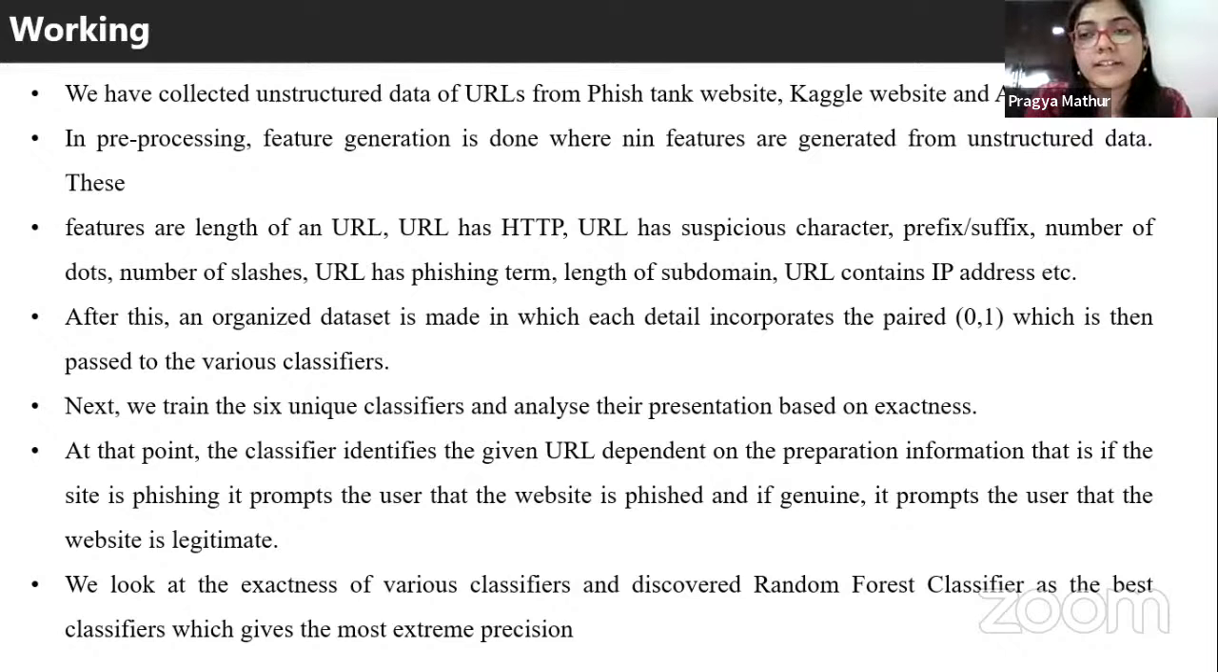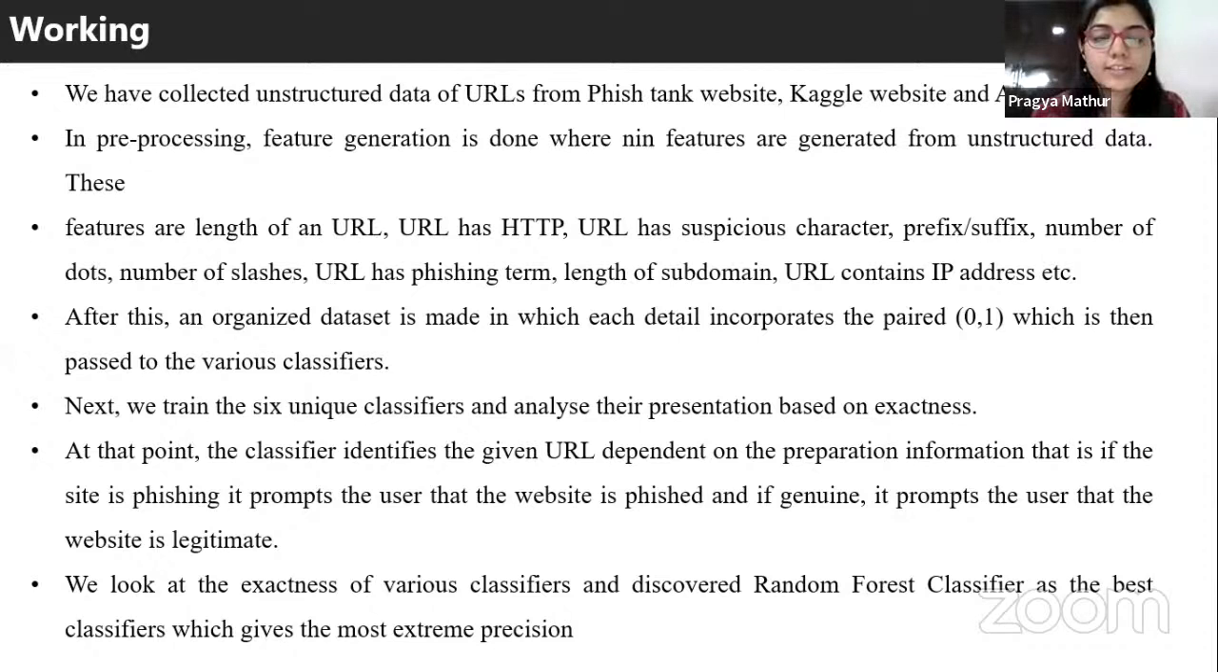In pre-processing, feature generation is done, where 9 features are generated from the unstructured data. These features are the length of URL, URL has HTTP, URL suspicious character, prefix or suffix, number of dots, number of slashes, URL has phishing term, URL has a subdomain, URL contains IP address, and etc. After this, an organized data set is made, in which each entry incorporates a paired 0 or 1, which is then passed through the various classifiers.